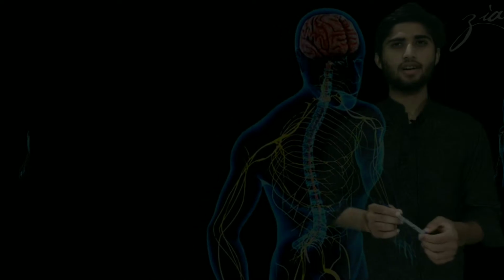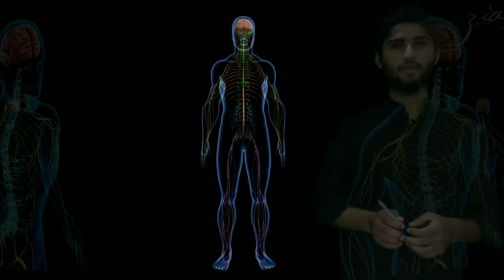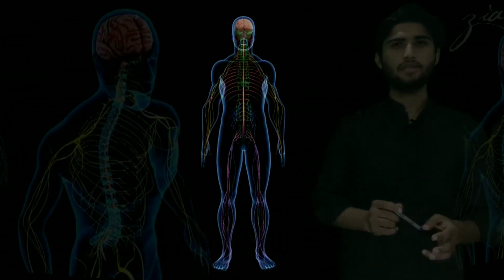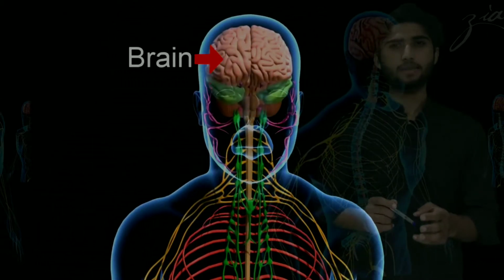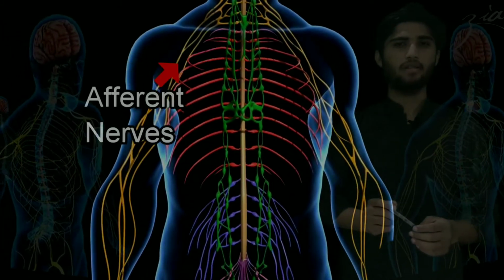Our sensory organs collect information from their surroundings and connect this information to the central nervous system, which mainly consists of the brain and spinal cord, through afferent nerves.